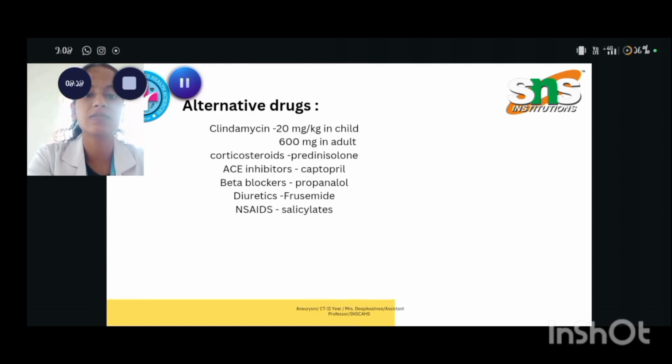So what are the alternative drugs for RHD? One is clindamycin, 20 mg per kg in children, and in adults 600 mg will be provided. Then corticosteroids, for example prednisolone, and ACE inhibitors.